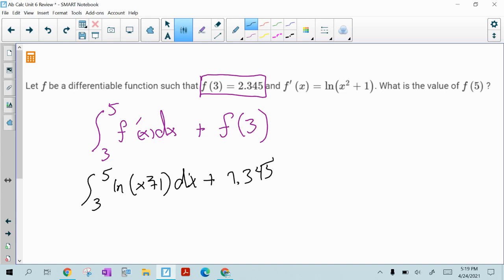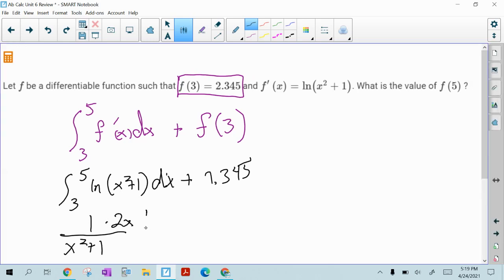Okay, now, how can you do this? Let's, for the sake of argument, say, well, that's going to be 1 over x squared plus 1 times the derivative of the inner function, which is going to be 2x there. And then I substitute in from 5 to 3 plus, we were looking at, what was it, 2.345. Now, I'll be honest, at this point, I'm just going to put things into the calculator and say my answer ends up being 7.976, okay?